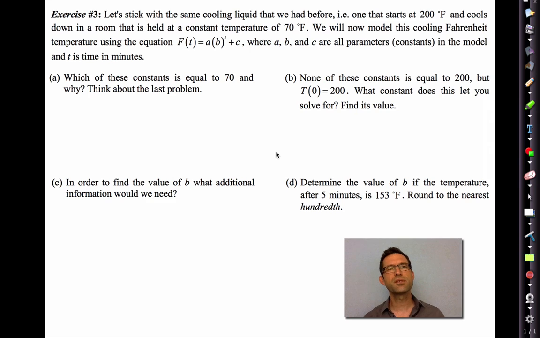All right, exercise 3. Let's stick with the same cooling liquid we had before, i.e. one that starts off at 200 degrees Fahrenheit and cools down in a room that's held at a constant temperature of 70 degrees Fahrenheit. We will now model this cooling Fahrenheit temperature using the equation f of t, so F for Fahrenheit, equals a times b to the t plus c, where a, b, and c are all parameters, i.e. constants, in the model, and t is in minutes. Which of these constants is equal to 70, and why? Think about the last problem. So one of those three numbers, a, b, or c, is equal to 70, and which one?